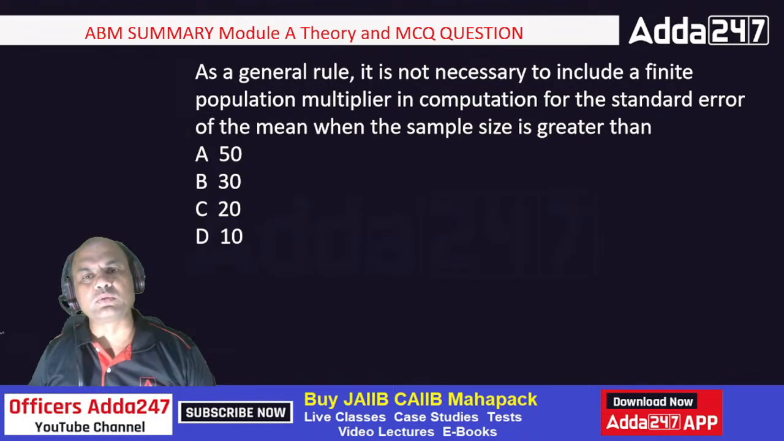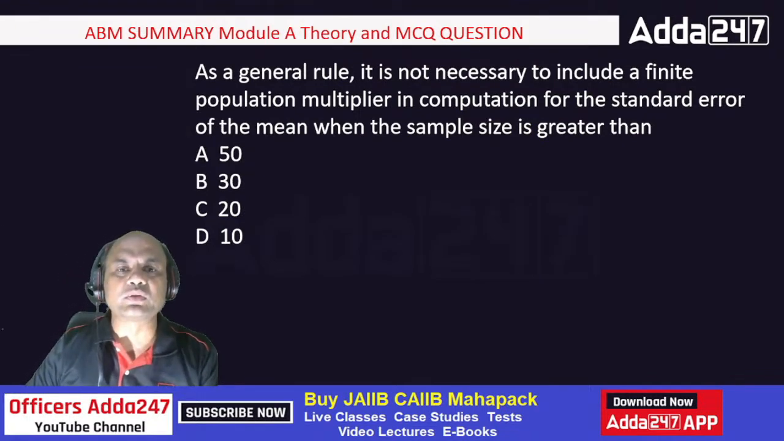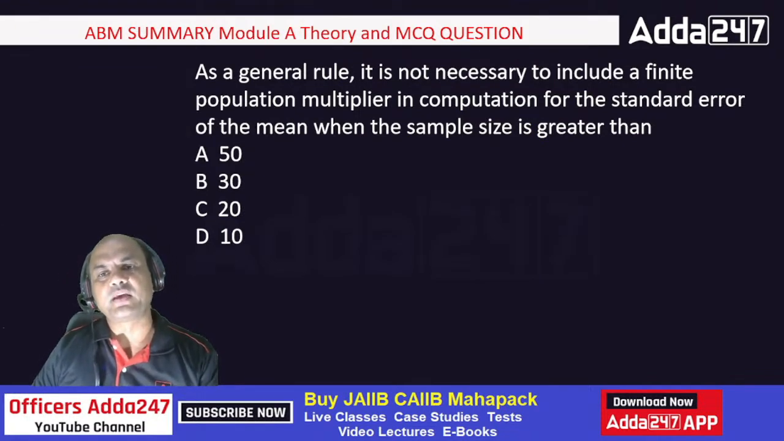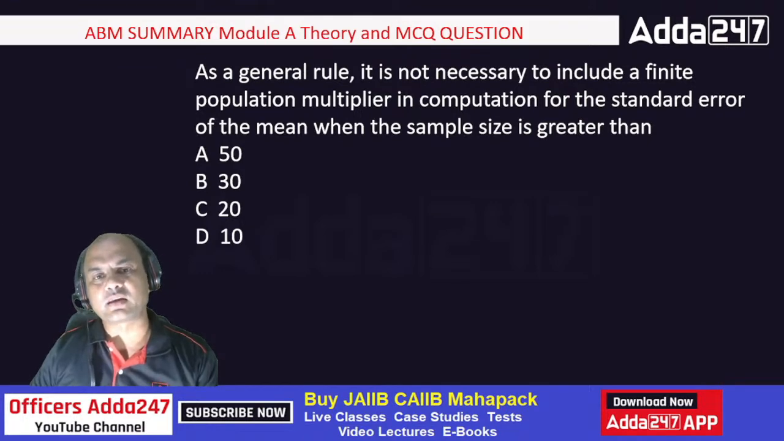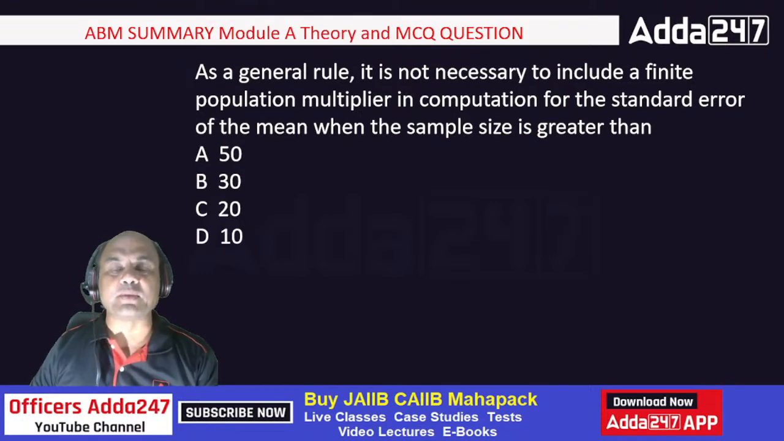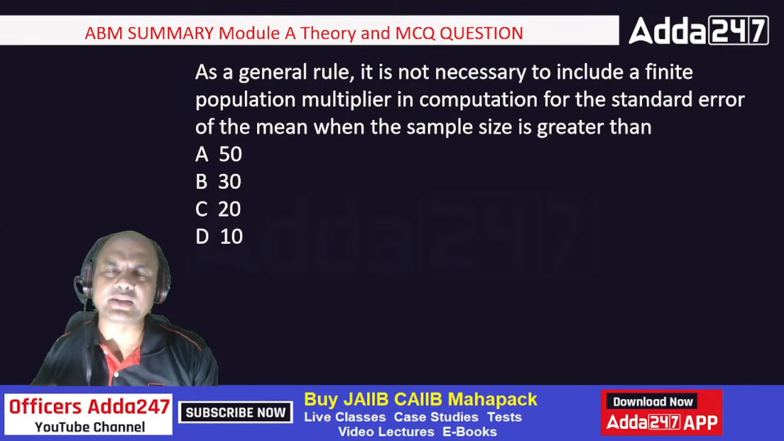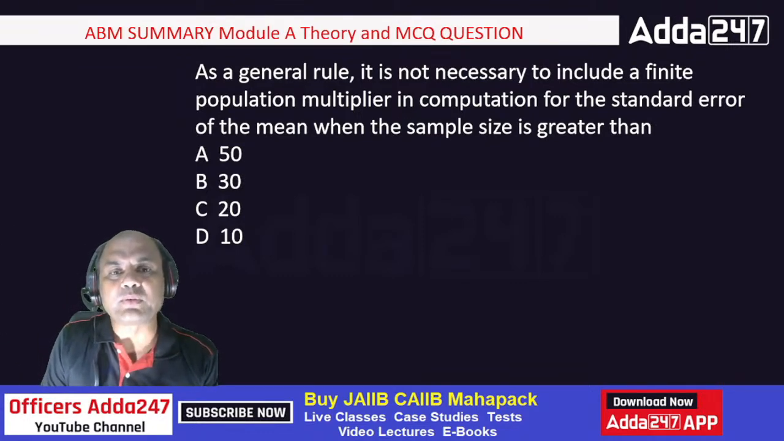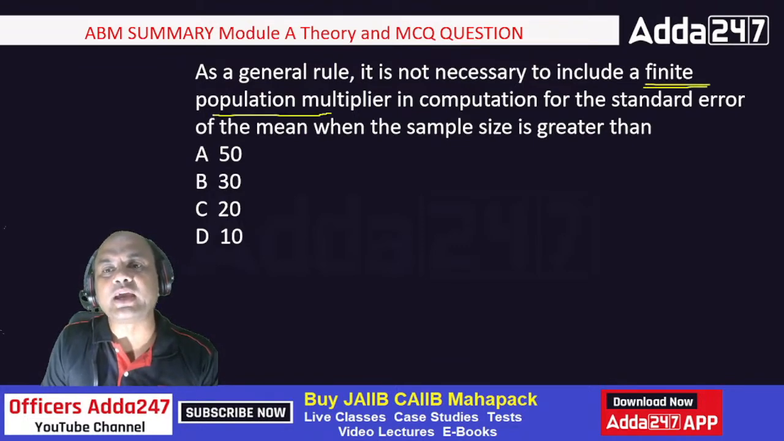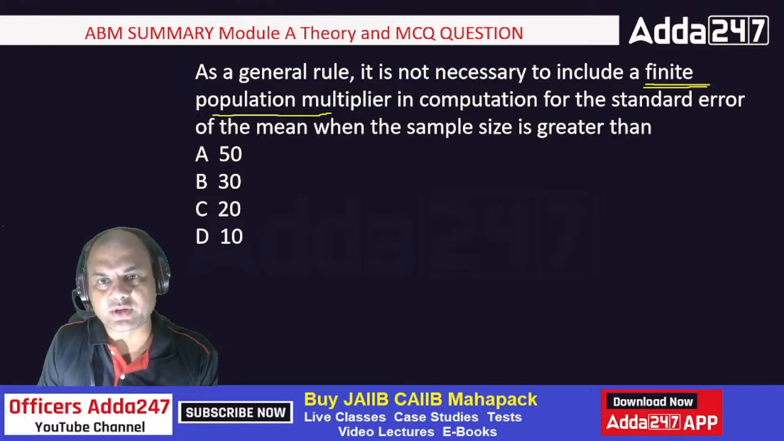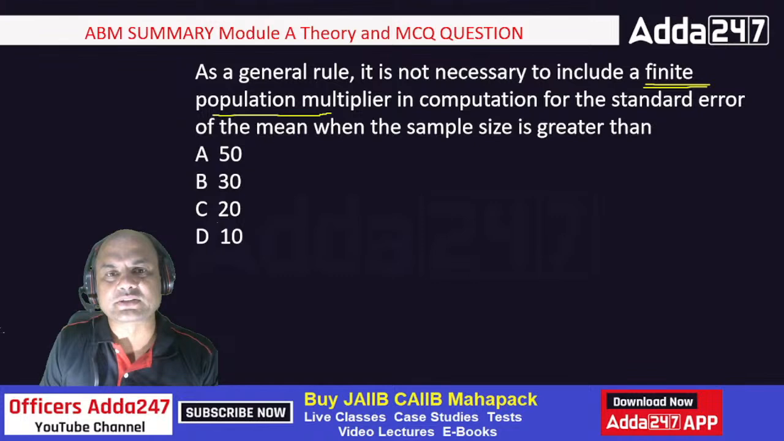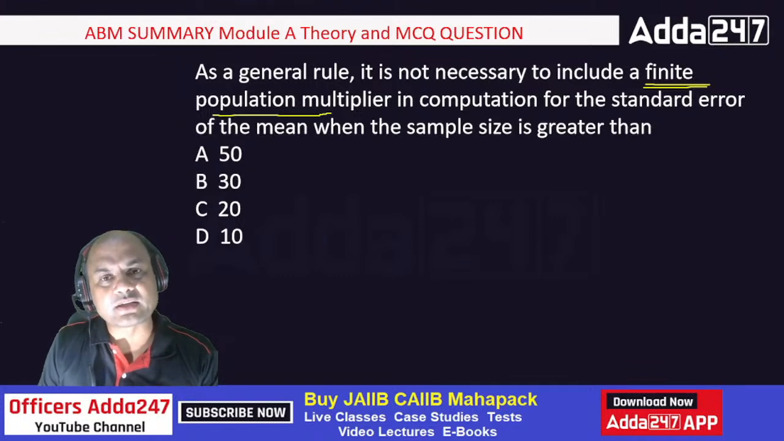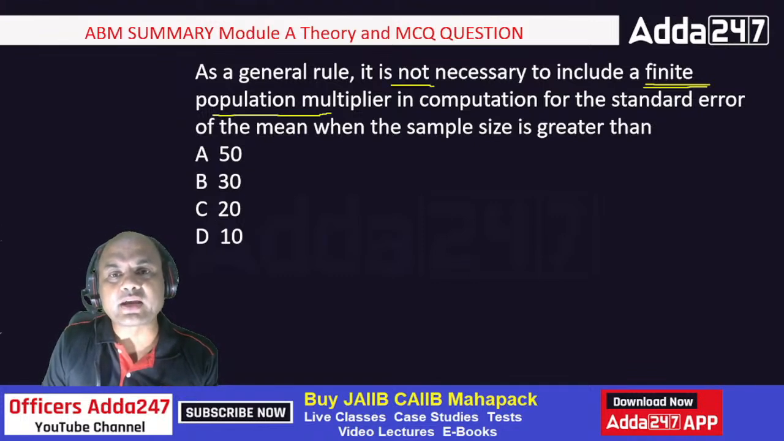As a general rule, it is not necessary to include a finite population multiplier in computation for a standard error of the mean when the sample size is greater than. Now, what do you mean by this? Understand this properly. Finite population multiplier is used when the population is finite. It is countable, with respect to the samples. So what do they say? It is not necessary. Where is it not necessary?